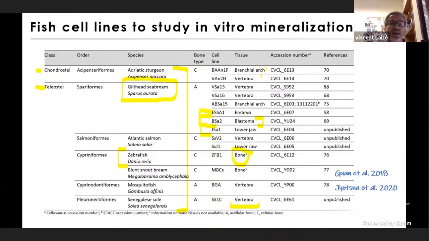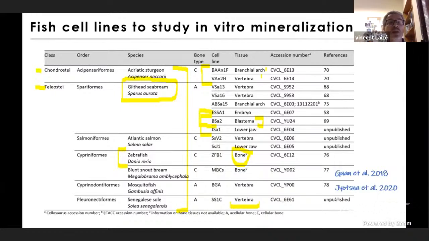Maybe to finish on that table, I would like to mention the two cell lines that were developed from the Adriatic sturgeons. Some of you may know that in the Adriatic sturgeon, the cartilaginous elements are part of the non-calcified skeleton. Actually, these two cell lines, although they were developed from vertebra and from branchial arch, unlike in other fish species, were not capable of in vitro mineralization of their extracellular matrix.